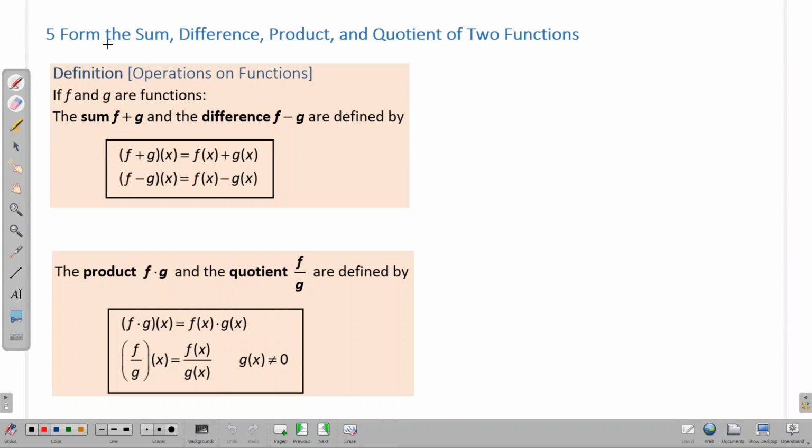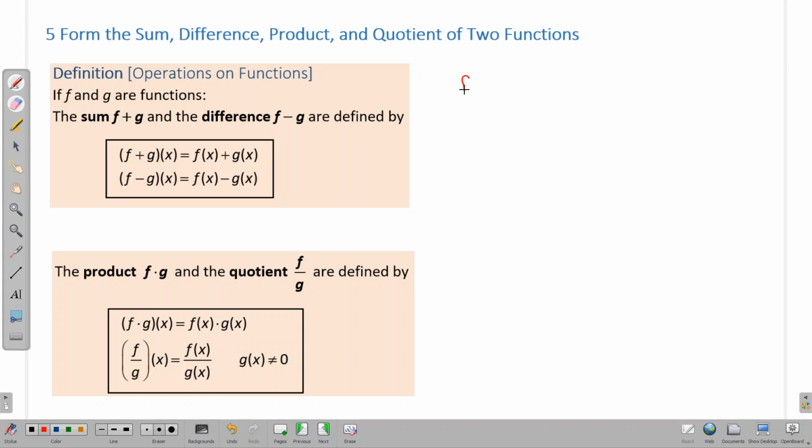Okay, last objective is to form the sum, difference, product, and quotient of two functions. So I've got them defined here. These are what we call point-wise operations on functions. If you want to take f and add g, the definition of that is to just plug x into f, plug x into g, and add the two functions together.